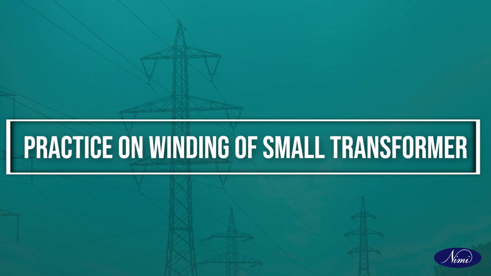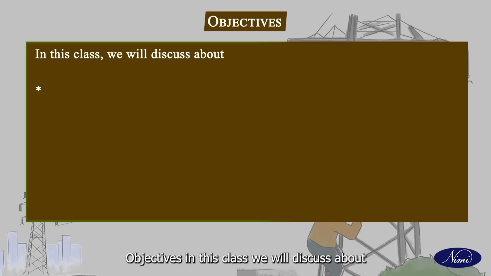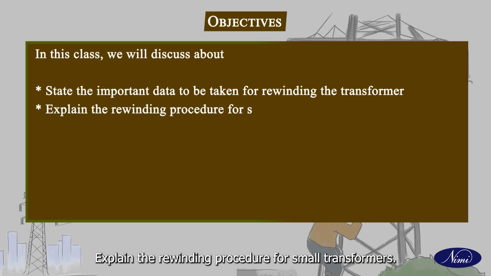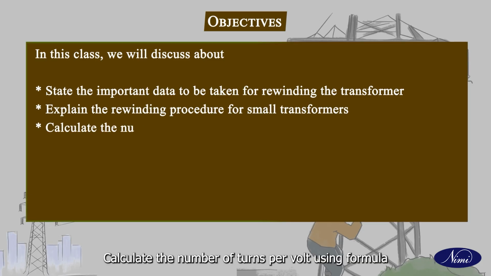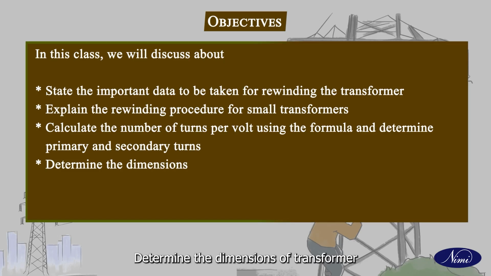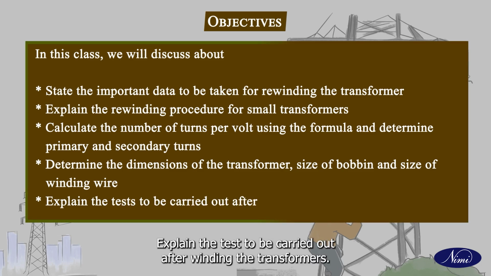This video is about practice on winding of small transformers. Objectives. In this class, we will discuss how to state the important points to be taken for rewinding the transformer, explain the rewinding procedure for small transformers, calculate the number of turns per volt using formula and determine the primary and secondary turns, determine the dimensions of transformer, size of bobbins and size of winding wire, and explain the test to be carried out after winding the transformers.